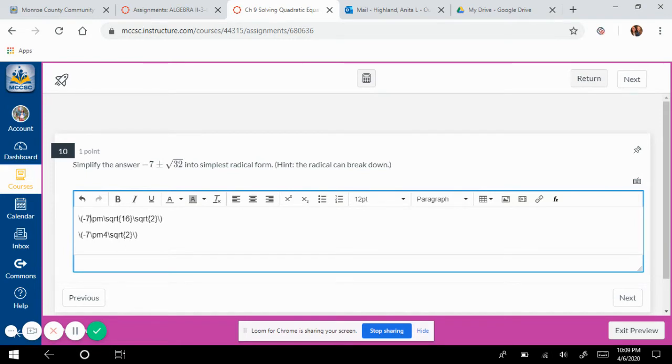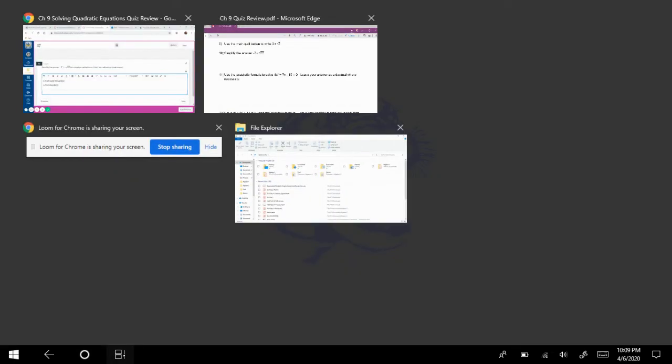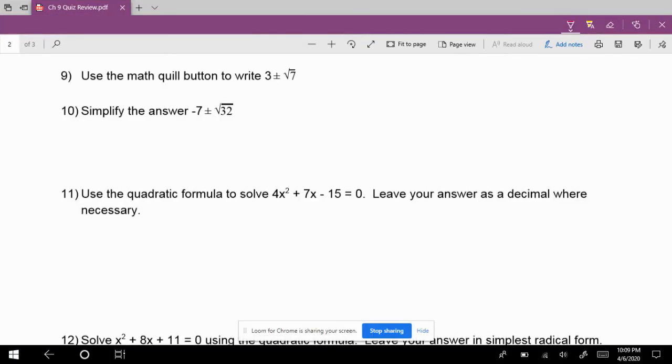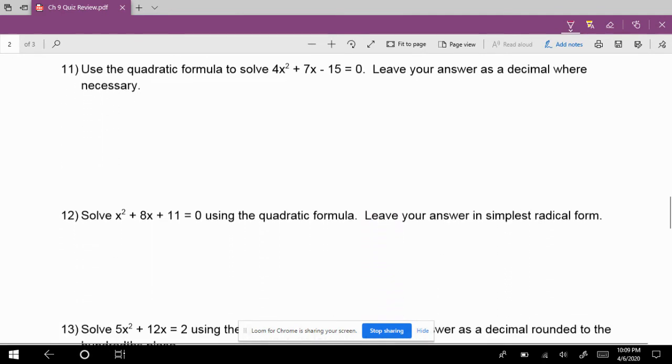All right, so that's how you would type it in. Again, you don't necessarily have to show your work in these boxes, but if you wanted to, that's how you can do it. Okay, so let's go back to all the other questions because I want to be sure to show the work for them and not just provide you with an answer. So the next one we have is 11. Now this one requires the quadratic formula.